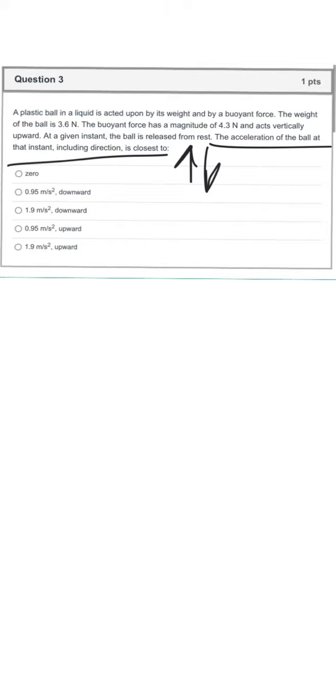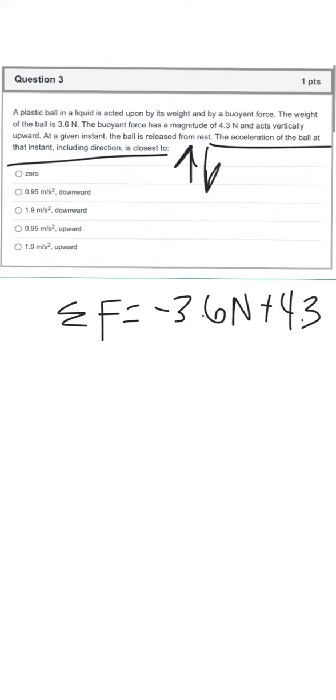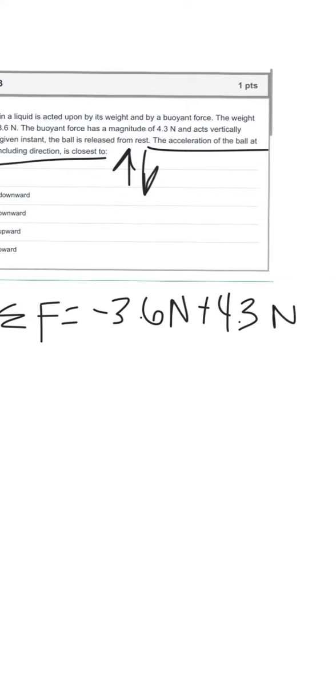So what I did to solve this problem was use the equation that says that the sum of all the forces is equal to, so now I put what the sum of all the forces is, like what are all of the forces acting on this ball. So what's acting on it is negative 3.6 newtons plus 4.3 newtons.